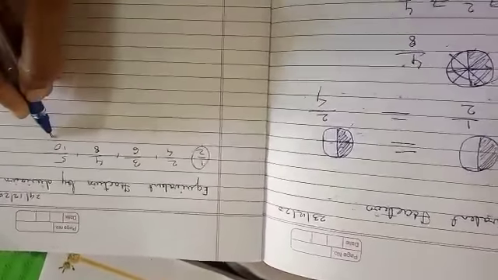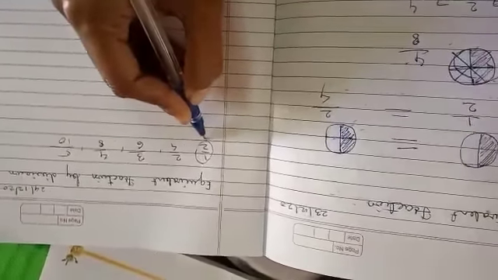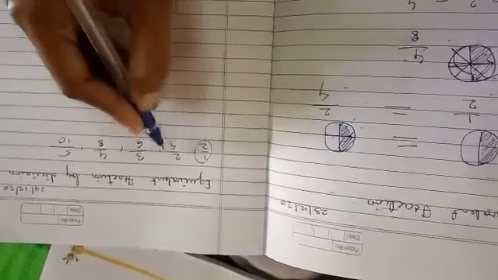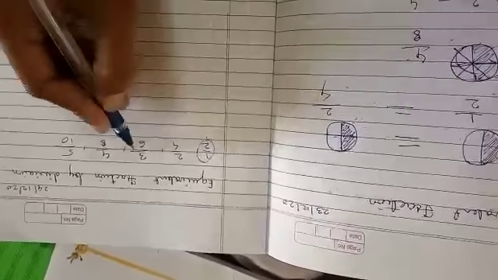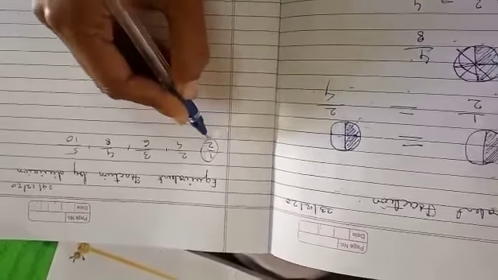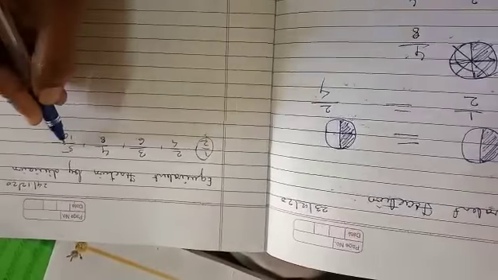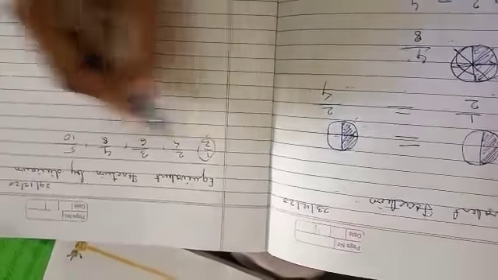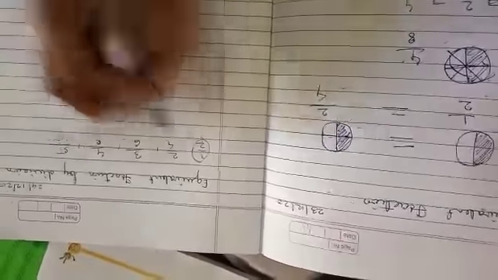We know that half, 2 by 4, 3 by 6, 4 by 8, 5 by 10 are equivalent fractions of the fraction half. Half, or 1 by 2, is our root fraction, and these are all the fractions which we obtain after multiplying this root fraction. If we multiply half by 2, we will obtain 2 by 4. If we multiply it by 3, we will obtain 3 by 6. If we multiply it by 4, we will obtain 4 by 8. And if we multiply it by 5, we will obtain 5 by 10.